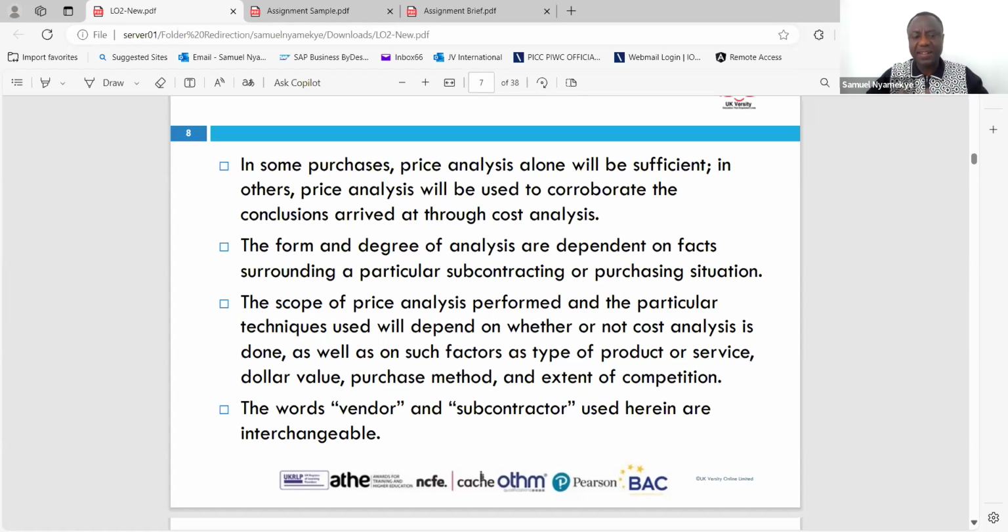So we are saying that the scope of price analysis performed and the particular techniques used would depend on whether or not cost analysis is done. Factors that you need to look at: the dollar value. If it's capital intensive, this is a big deal, so we would definitely have to bring in the aspect of cost analysis.